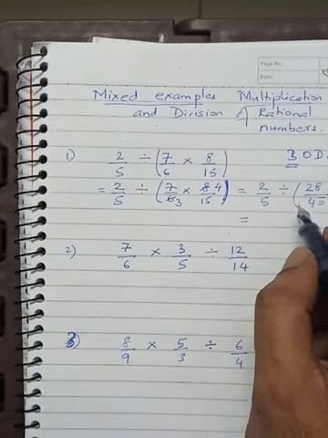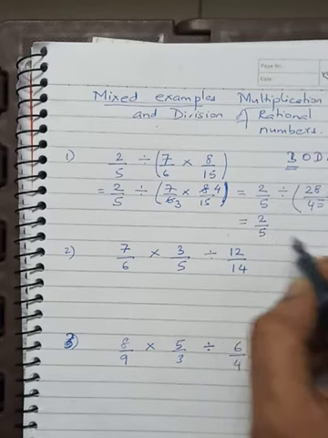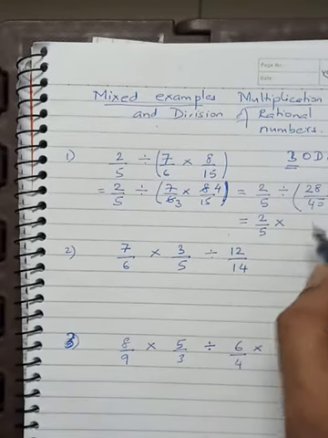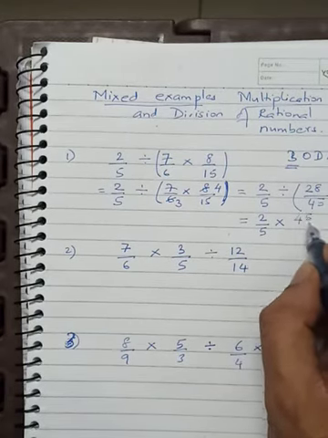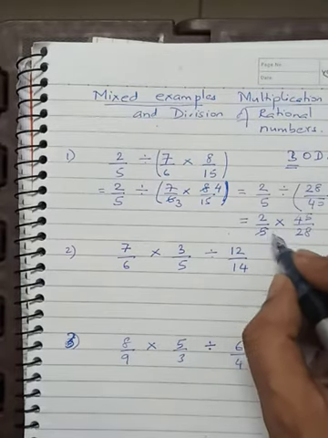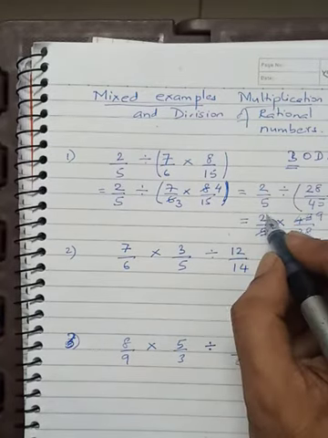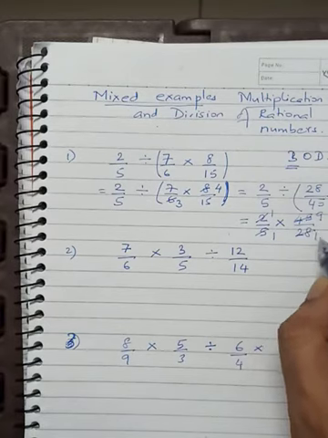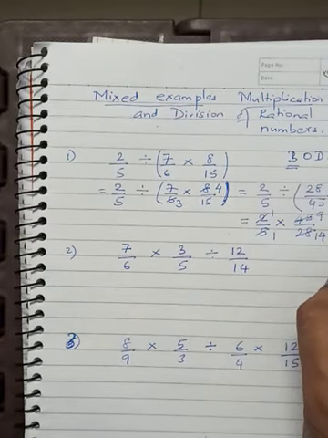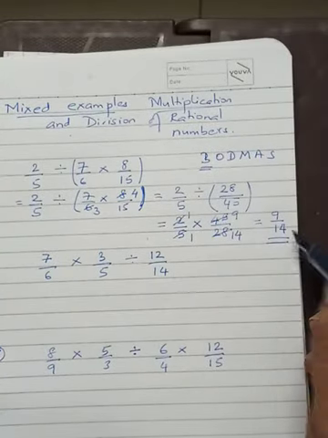Now I have to divide. 2 upon 5 multiplied by, reciprocal will be 45 upon 28. Anything that can be divided? Yes. 5 ones are 5, 5 nines are 45. 2 ones are 2, 2 14s are 14. I am left with 9 upon 14. This is my answer. So that is how I do it.